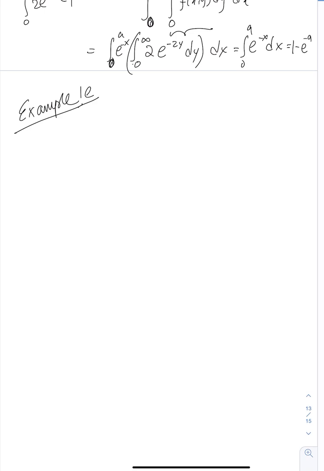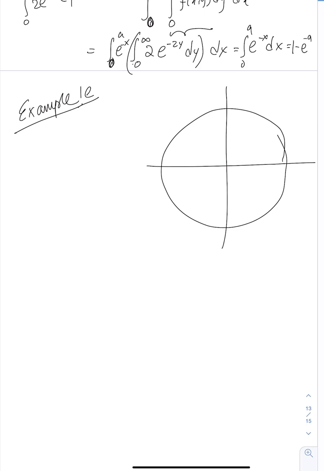This example says, consider a circle of radius r, and suppose that a point within the circle is randomly chosen in such a manner that all regions within the circle of equal area are equally likely. So what does this remind you of? Uniform. This is a random variable uniformly distributed on this circle of radius r. Every subset is just as likely as another subset of the same area.